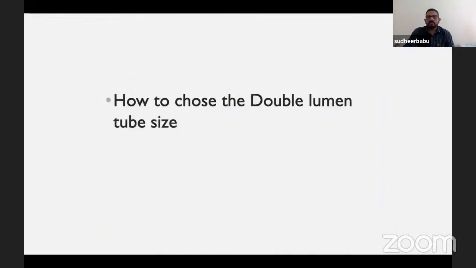Okay. So, what is the optimum method to choose the DLT size? For choosing the DLT tubes, we can... Can you see my screen, right? Yes, sir. Okay. The size selection can be done by preformed predictor formulae or by imaging methods.